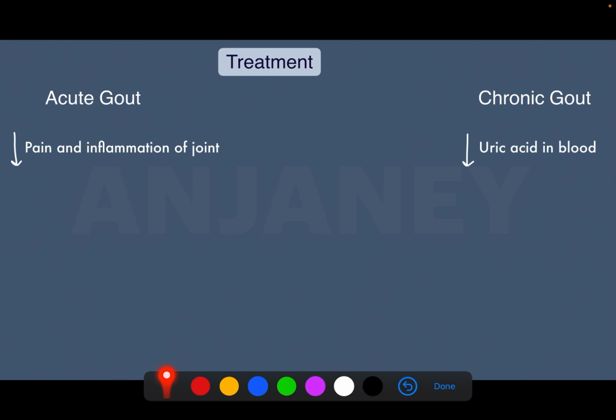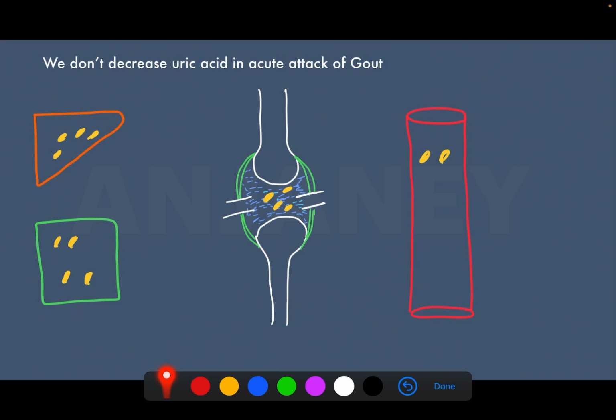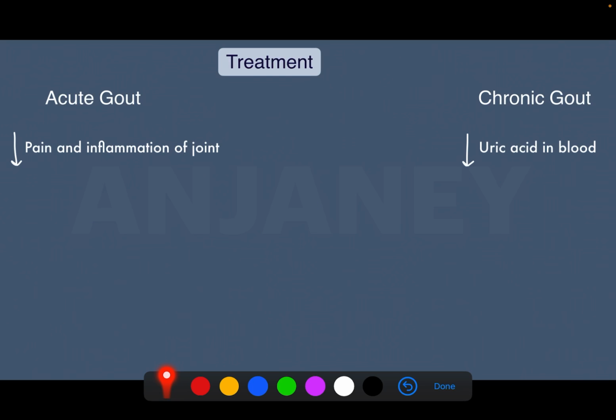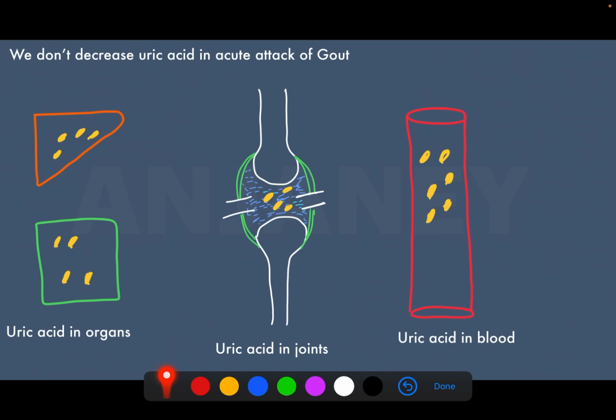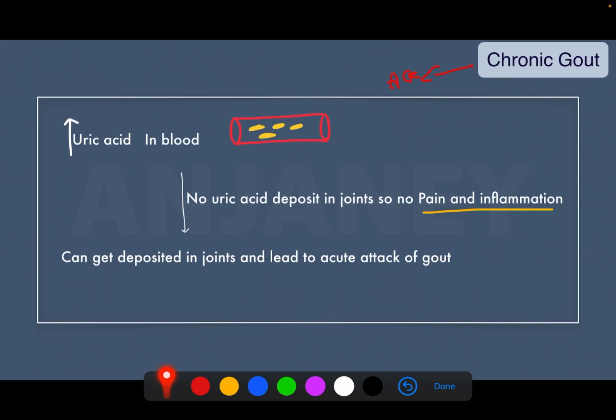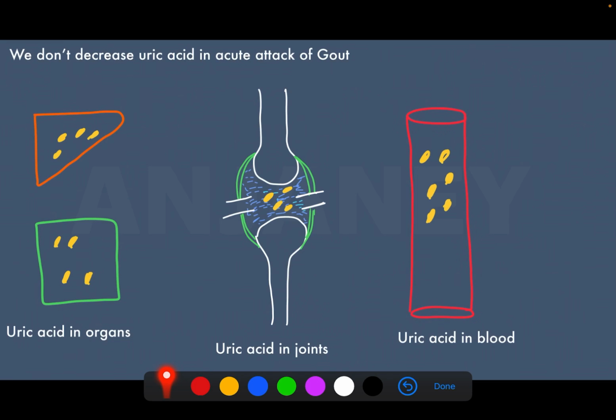Now what are the drugs for this? Before learning about the drugs in acute gout and chronic gout, you have to remember why we don't decrease uric acid in acute gout. We know that in chronic gout there is increased uric acid. We will decrease this uric acid in chronic gout, but if we decrease uric acid in acute gout, then it can worsen the condition. How? Let's say you are having this uric acid inside the joint. This is acute gout, and you are also having uric acid inside the blood.